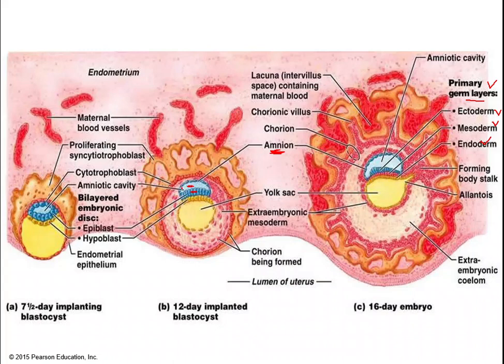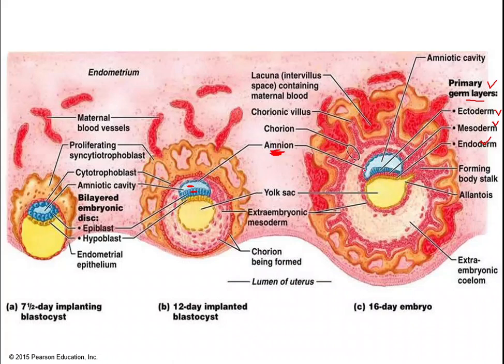Okay, so this amniotic cavity is basically surrounded by, of course, the epiblast layer of cells here, but notice the amnion is formed from this epiblast layer of cells. So we have the amniotic membrane being created right here, and it will continue to grow.